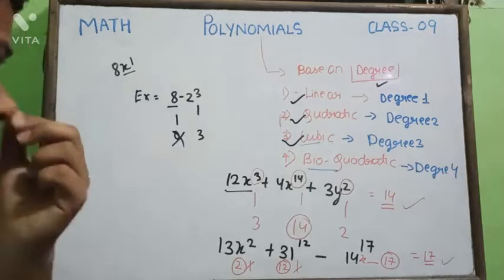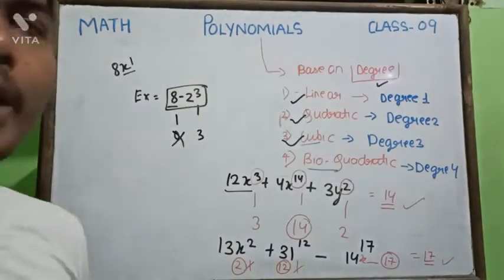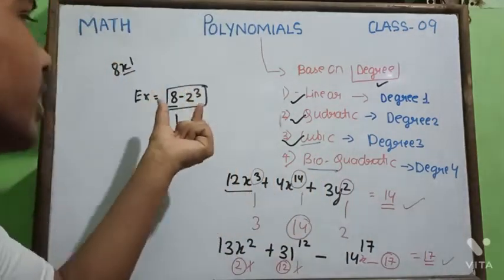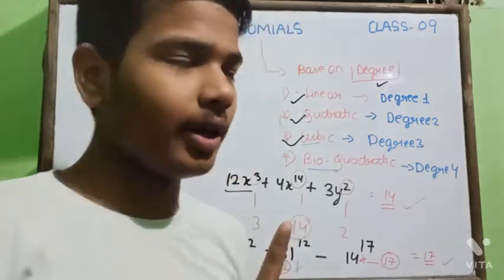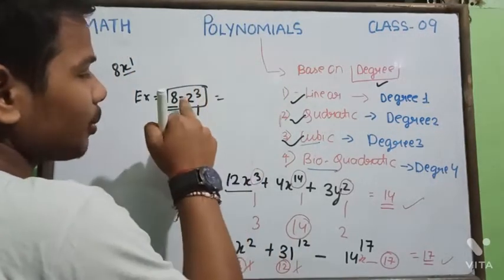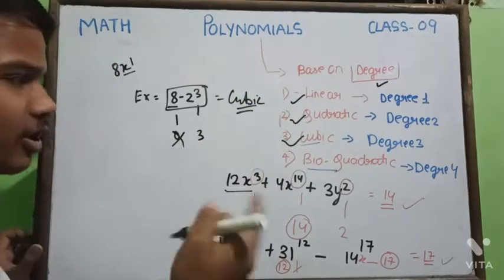And in the exam it comes as a question: they give you 8 minus z cube, and ask which kind of polynomial it is on the basis of the degree. So what will you say? On the basis of the degree, it is a cubic polynomial. We will do some exercises after this.